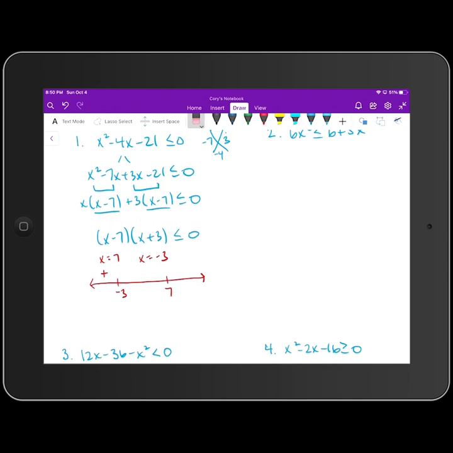So I think the easiest value for me to test on the middle interval is 0. So when I plug 0 in the place of x, we get that first factor to be negative, the second factor to be positive, and a negative times a positive gives us a negative product. And then if I pick a value bigger than 7, let's say I pick 8, when I test that, 8 minus 7 is positive, 8 plus 3 is positive, and a positive times a positive gives us a positive product.